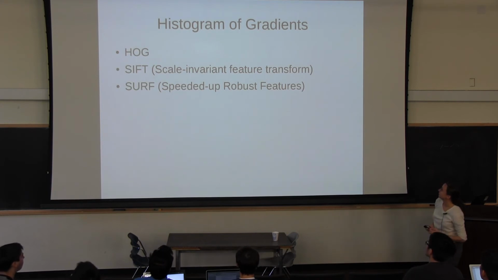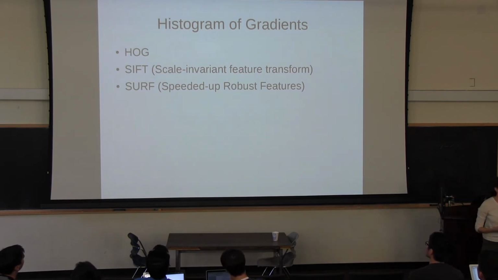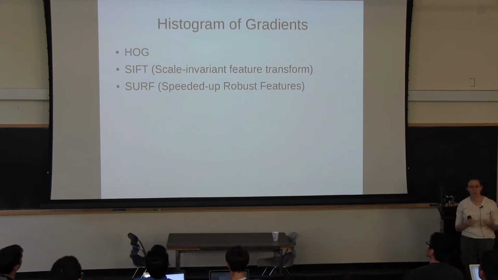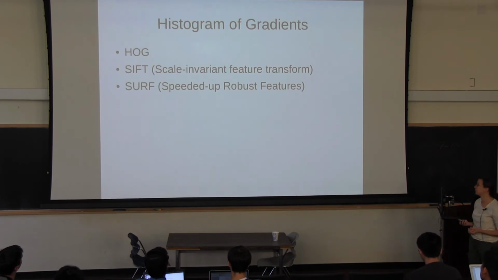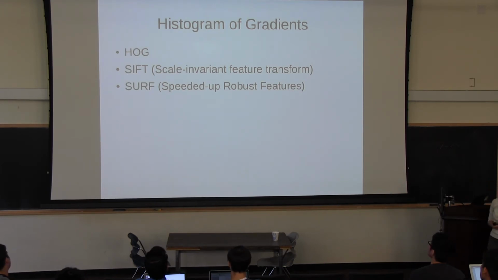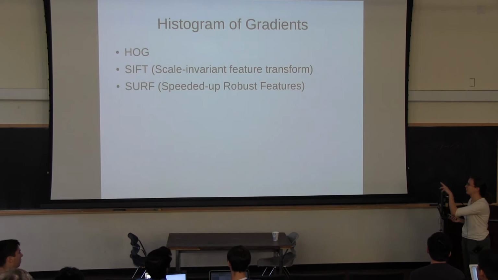So what people do to address some of these issues, not all of them, but like this color issue we talked about already, is they look at histograms in gradient space, and there are different versions of these. There's a cottage industry in computer vision. I think SIFT was what kicked it all off.